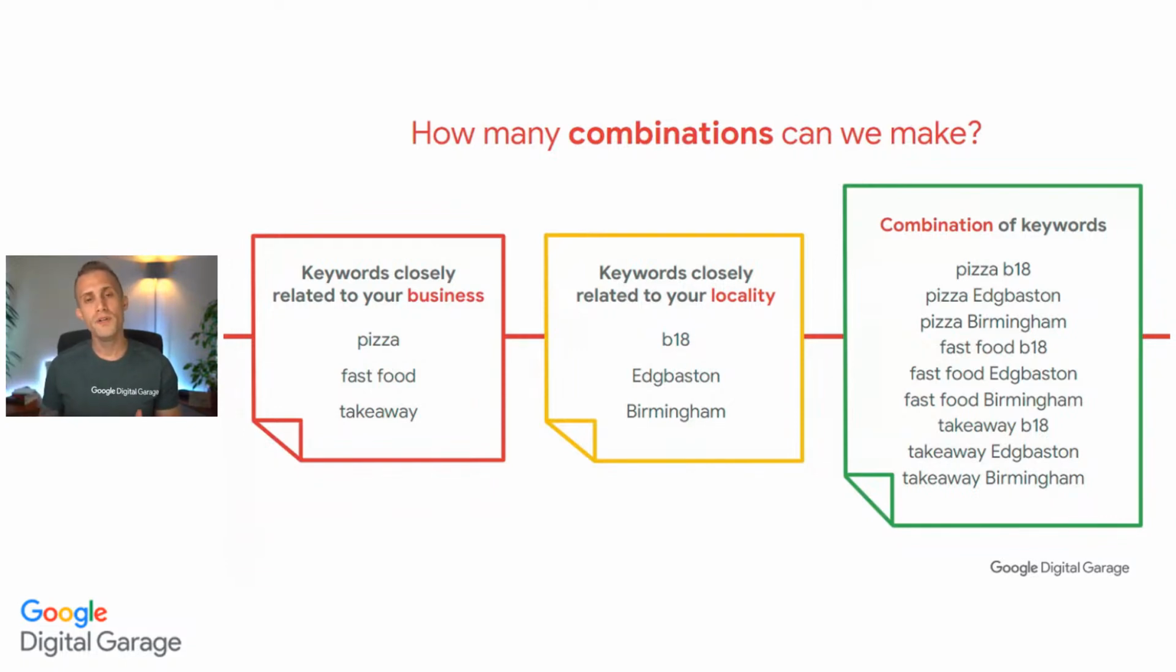Then what we want to do is incorporate a couple of locality keywords. The locality keywords would be the likes of the postal code, which is B18 in the UK, or Edgbaston or Birmingham. Then with the locality and the words that are closely related to the business, we can make a variety of keywords that come together. For example, the combination of keywords would be pizza B18, part of the postal code, pizza Birmingham, fast food Birmingham, takeaway B18.